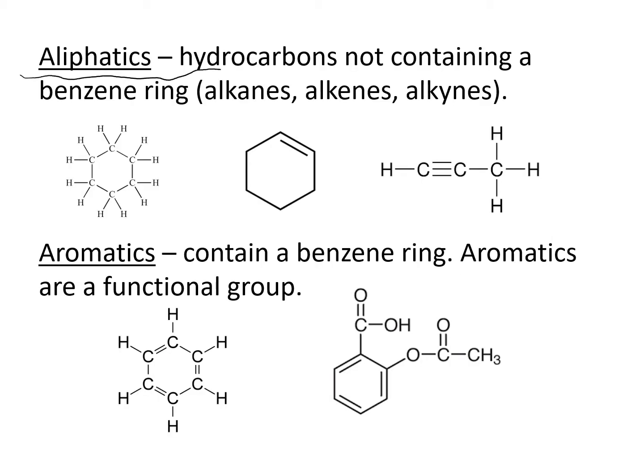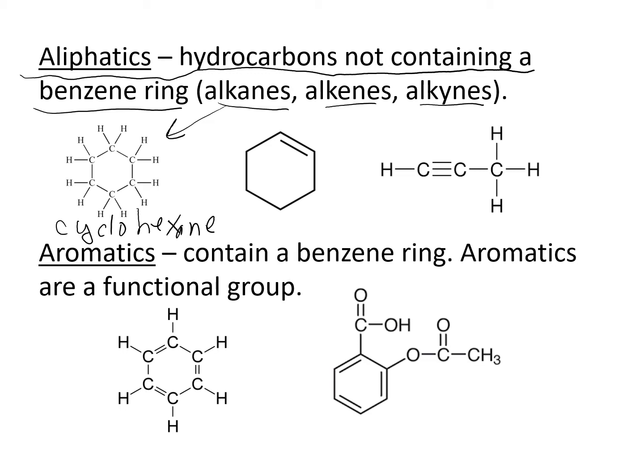Aliphatics is a name given to hydrocarbons that do not contain a benzene ring, such as alkanes, alkenes, and alkynes that we previously learned about. Below are three examples. Let's do a review on naming them. The first one here is an alkane because it has all single bonds. There are 6 carbons in a ring, so the name would be cyclohexane.